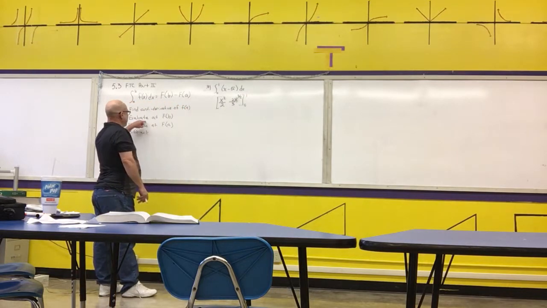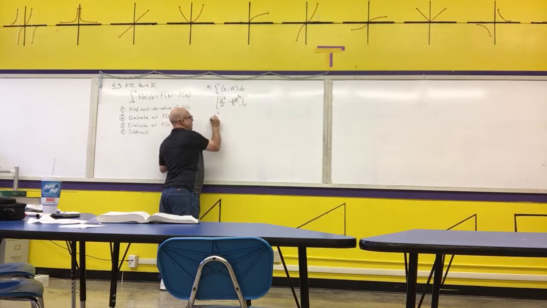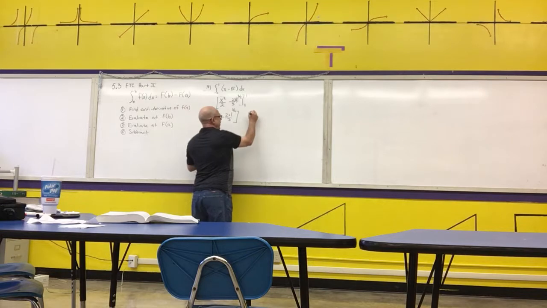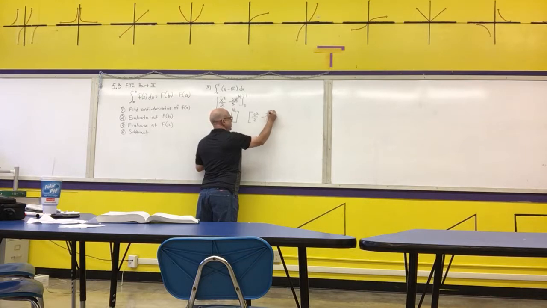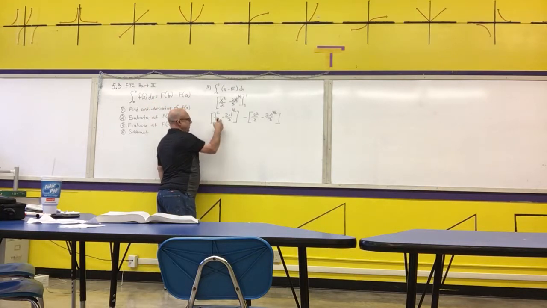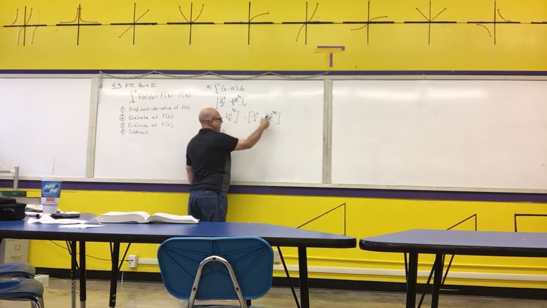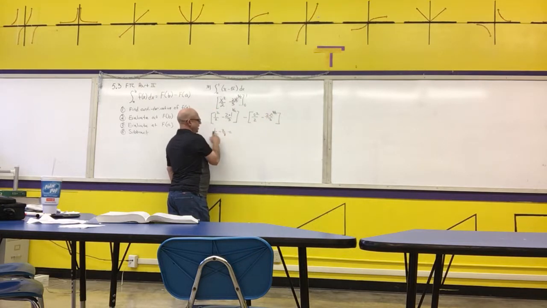So my next thing to do is evaluate it at F of b. That's this top number. So I get 1 squared over 2 minus 2 times 1 to the 3/2 over 3. Then evaluated at 0, which is 0 squared over 2 minus 2 times 0 to the 3/2 over 3. And then subtract one from the other. So I get 1 over 2, which is 1/2, minus 1 times 2/3. That's 0, and that's 0. So my final answer is 1/2 minus 2/3.